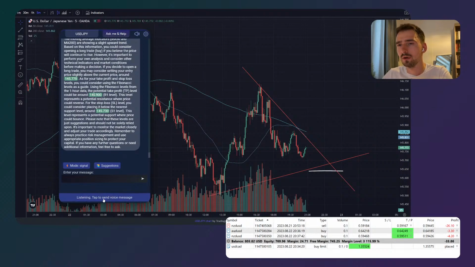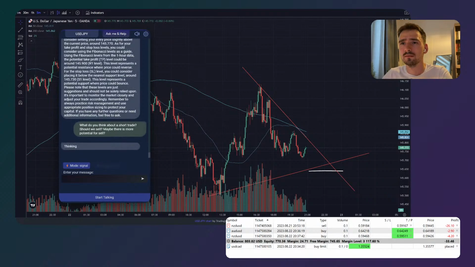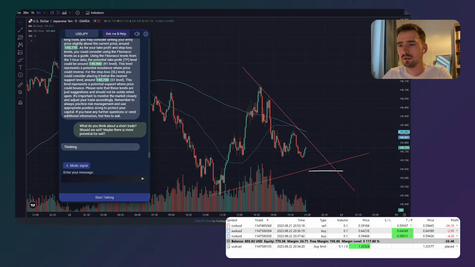What do you think about a short trade? Should we sell? Maybe there's more potential for sell. Loss levels, you could consider using the Fibonacci. I don't know, it seems maybe there's more potential for sell. Let's give it a shot.